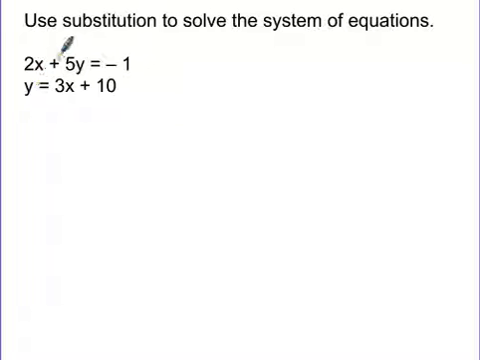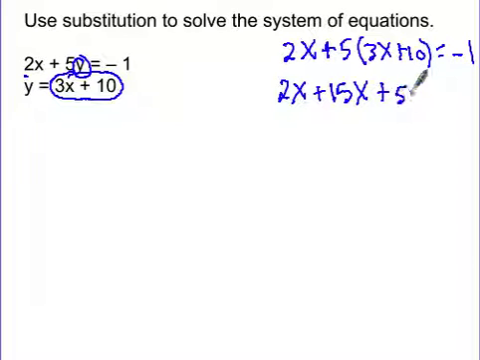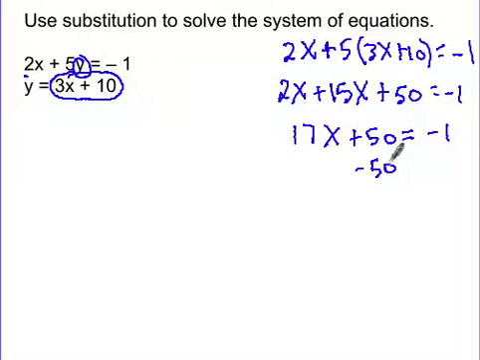All right, so y equals 3x plus 10. I can substitute this value right here in for y. So 2x plus 5 times (3x plus 10) equals -1. 2x plus 15x plus 50 equals -1. So 17x plus 50 equals -1. Subtract 50.